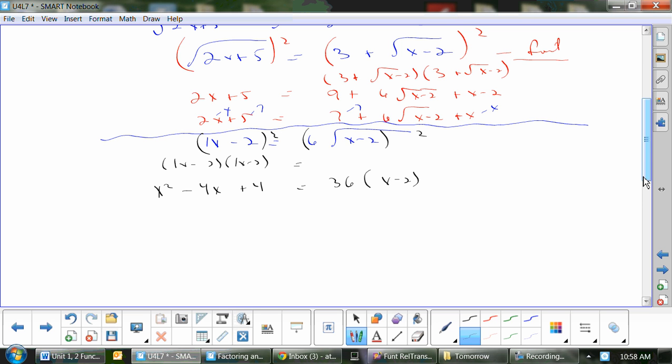I don't have any more radicals. I got rid of them. They're gone. Check your last page. We did it there. This is almost identical to the last page, which is funny.